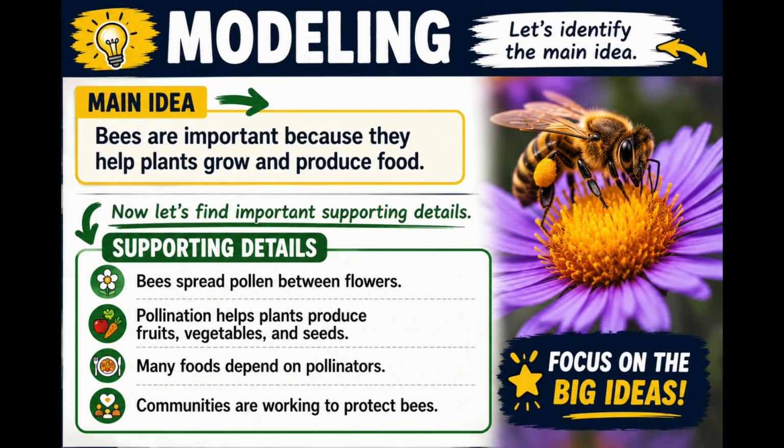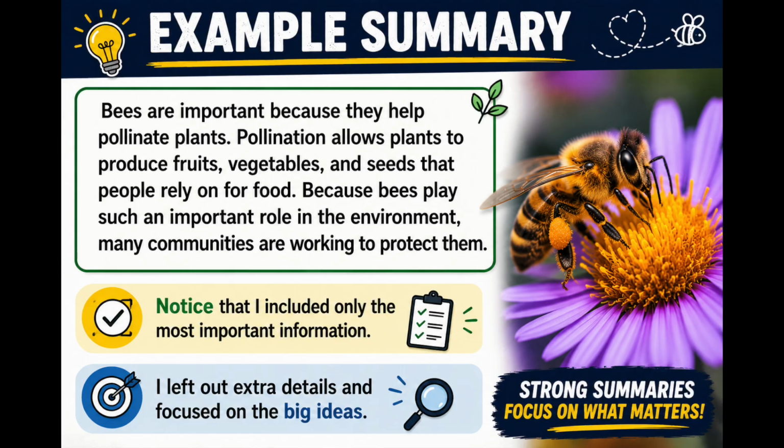Now, taking that main idea that we found and those supporting detail phrases, we'll put all of that together in our own words to create a summary. Bees are important because they help pollinate plants. Pollination allows plants to produce fruits, vegetables, and seeds that help people rely on food. Because bees play such an important role in the environment, many communities are working to protect them.